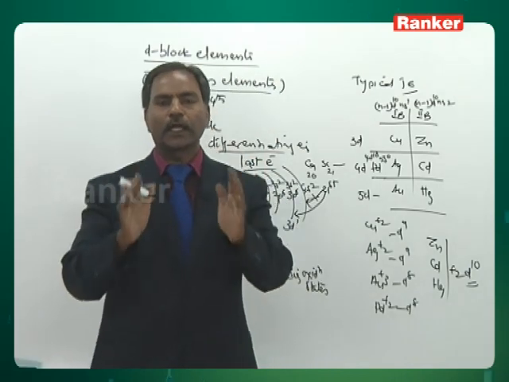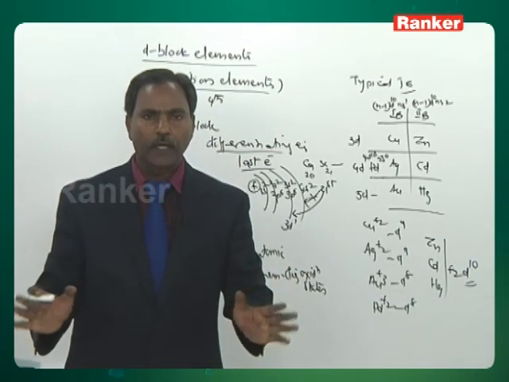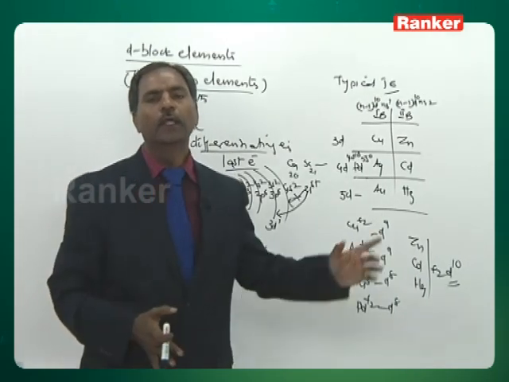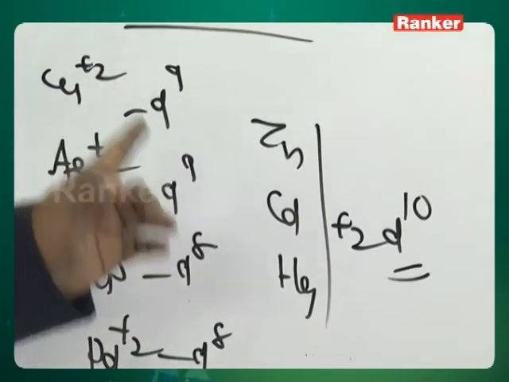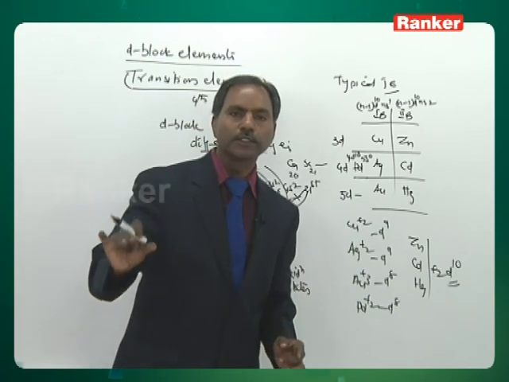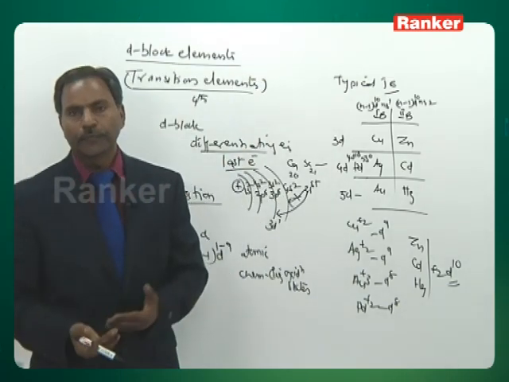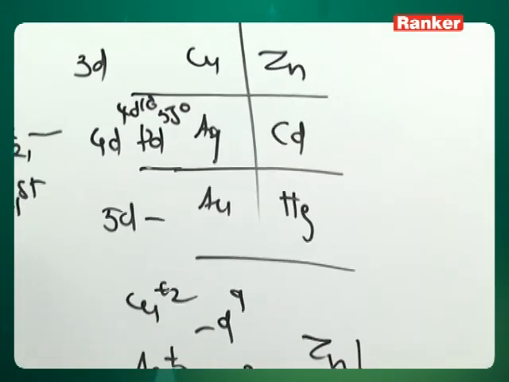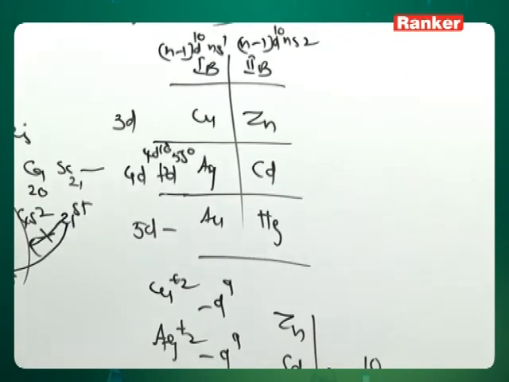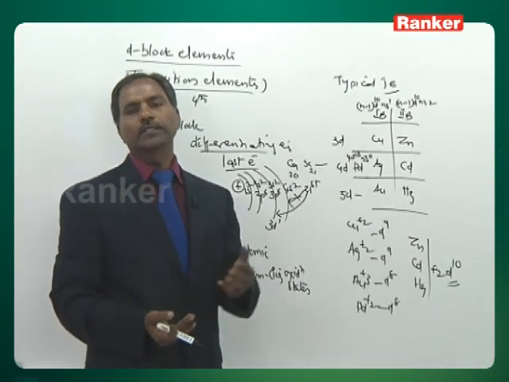When they carry d10 electronic configuration, they do not exhibit any transition behavior, either in their atomic state or in their significant oxidation state. Therefore, zinc, cadmium and Hg are not considered as what? Typical transition. Copper, Ag, Au, palladium are typical transition elements. Zinc, cadmium and Hg are non-typical transition elements. So these are the definitions of d block elements, transition elements and typical transition elements.